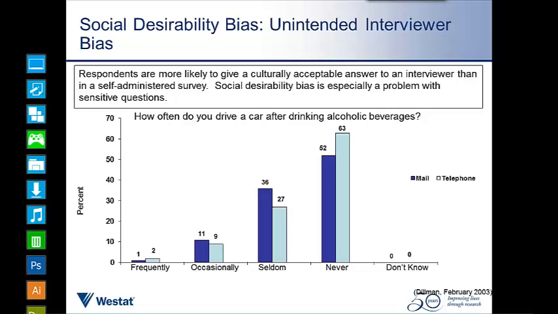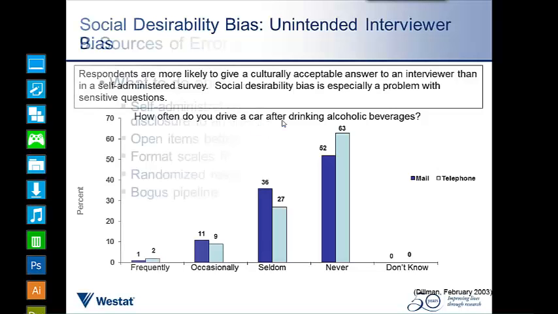This example here, how often do you drive a car after drinking alcoholic beverages? You can see right here that in a self-administered setting, people are much more likely to admit that even seldomly, they drive after they've been drinking. Whereas when they're asked this question by a telephone interviewer, they're much less likely to admit these sensitive behaviors.